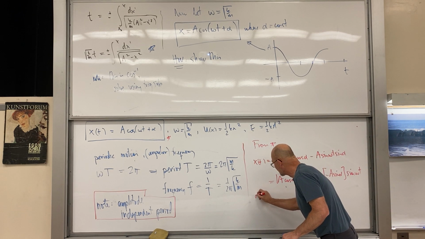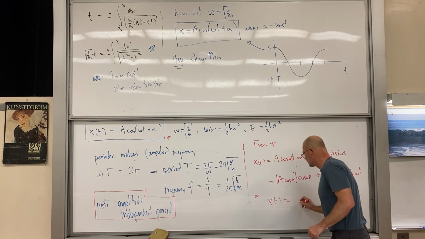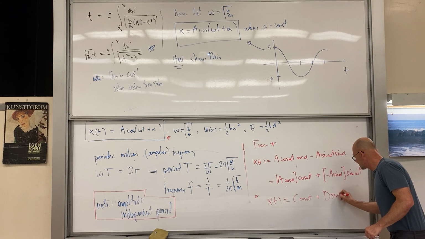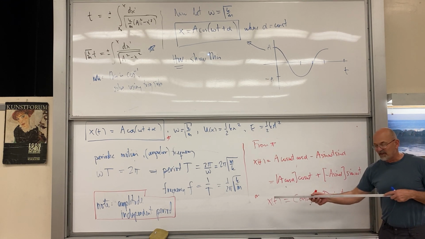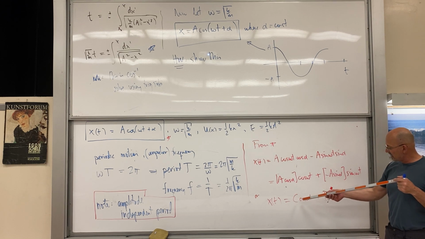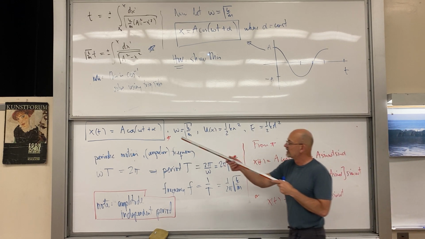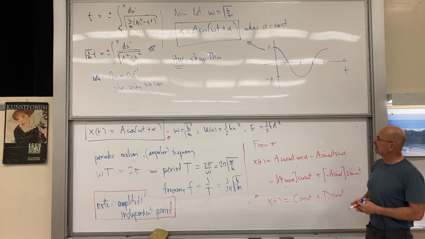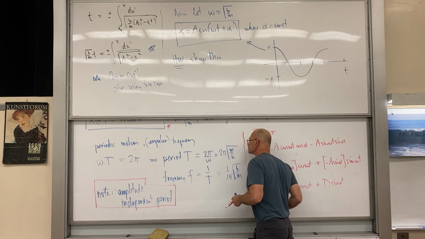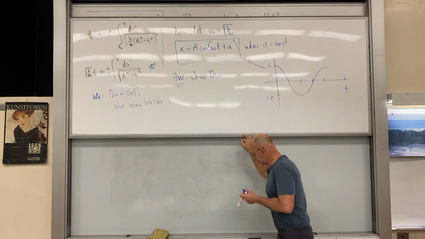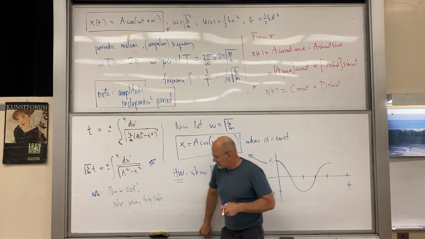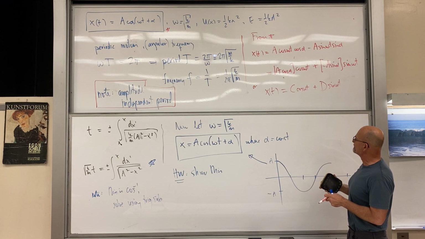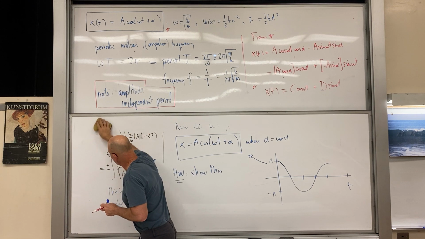I could, for example, give x of t is equal to c cos omega t plus d sine omega t. So sometimes we set things up in this fashion, linear, this combination of the cosine and the sine, or we have it in this form here, cosine of omega t plus some phase, and they are the same, right? They mean the same thing. Okay. So everything you needed to know about these functions.